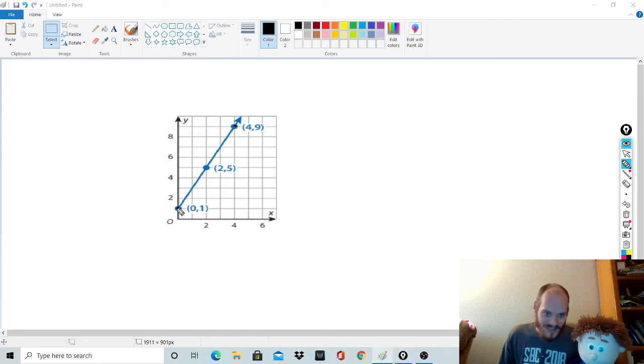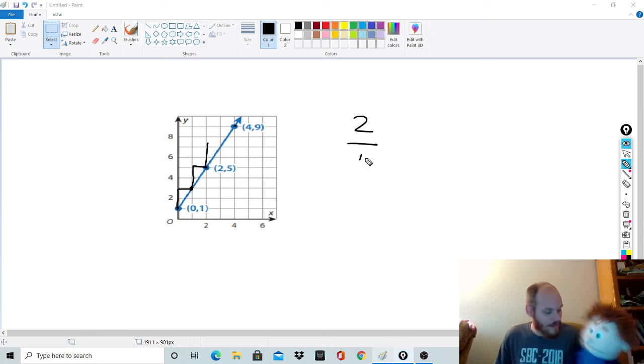What this is saying is this line goes up 2 over 1. Notice there's another point here you could have used. Up 2 over 1, right? Because your slope is 2, which is the same thing as 2 over 1. Oh, yeah, okay, I get you. So up 2, oh, that's 3, oops. Up 2 over 1, up 2 over 1. So your slope is 2.